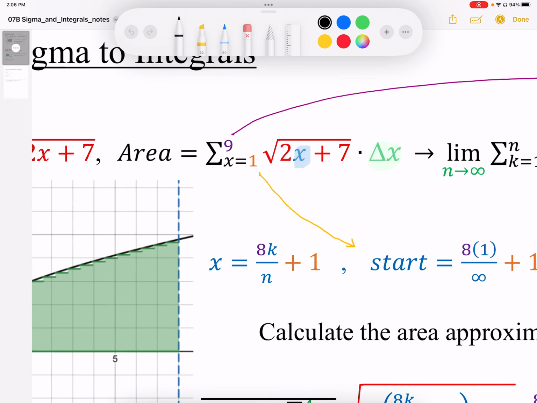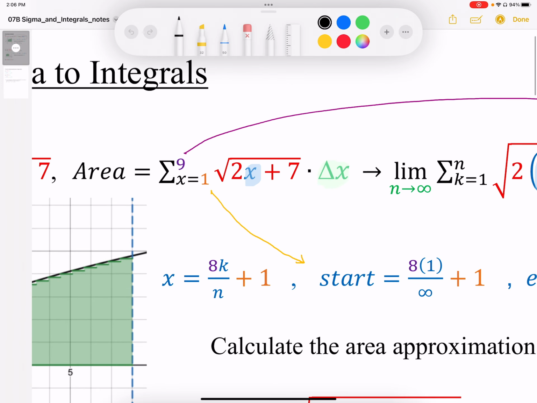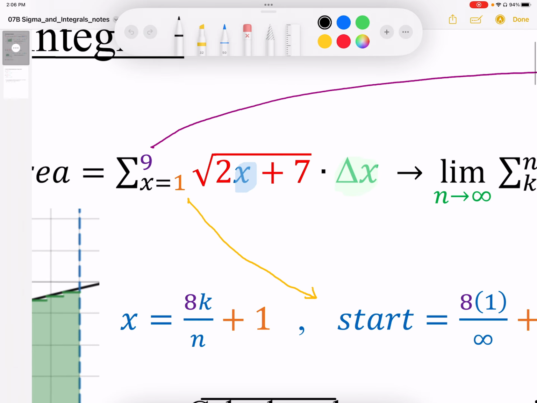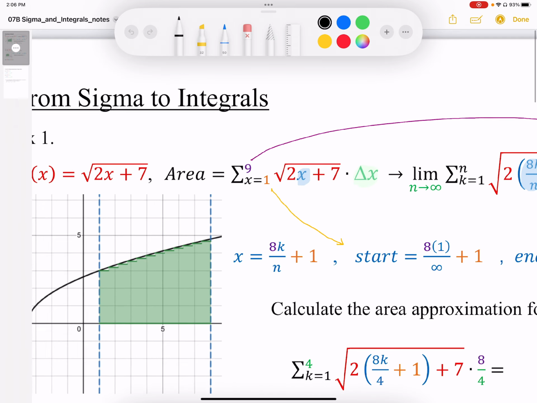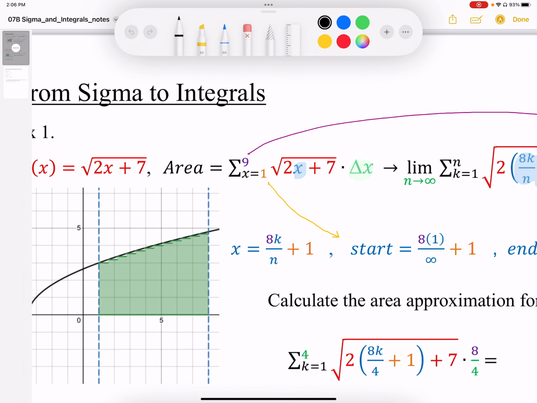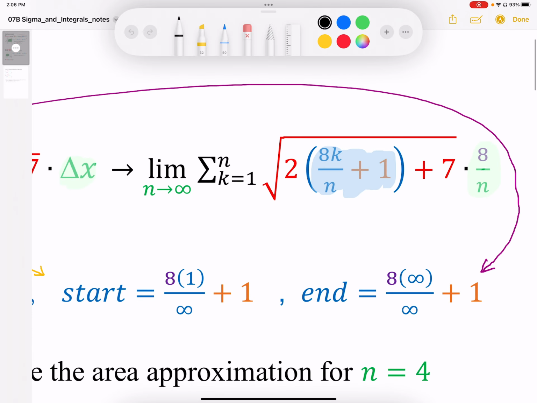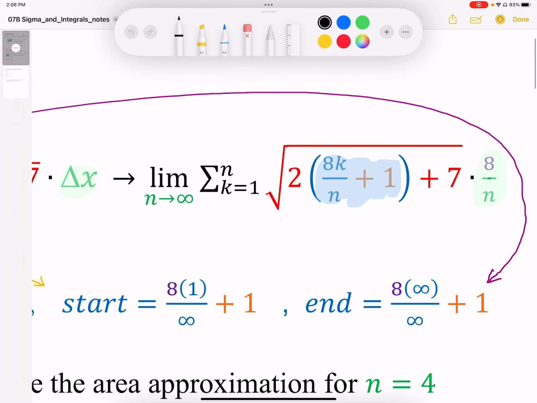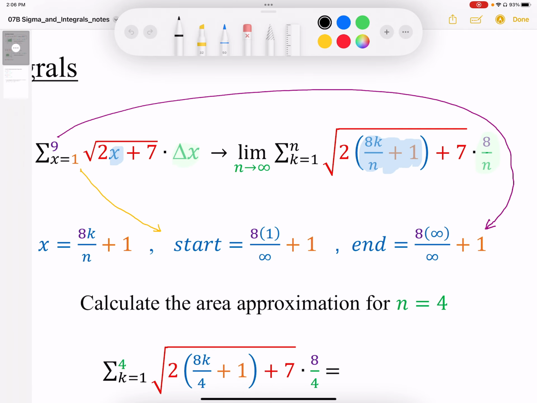So we have here our Riemann sum from x equals 1 to x equals 9. The derivative function, square root of 2x plus 7, times the interval width will give us the area of each of the rectangles, and then we can sum them up. We could also use a limit to infinity, and this is how we turn these Riemann sums into an integral. So we would do a limit as n goes to infinity. We're using infinitely narrow rectangles, which gives us the exact area.